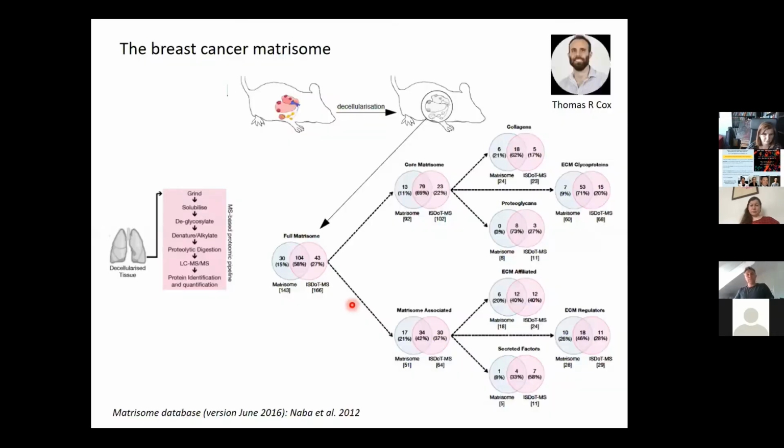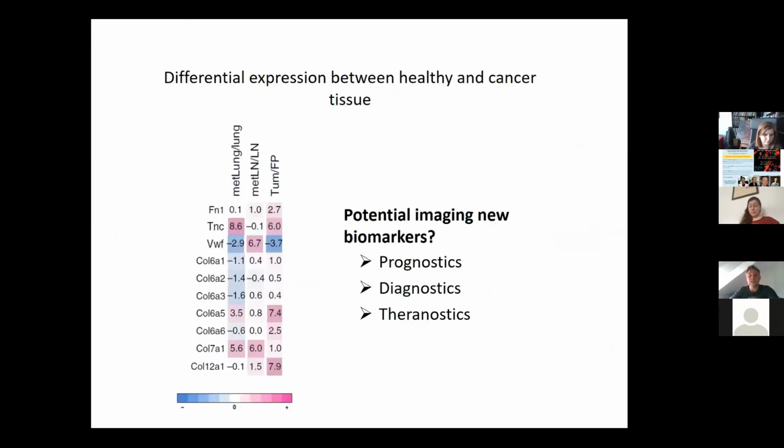So of course, what we also could do, and this was performed by Tom Cox, is that we can run mass spec proteomic analysis of these ECM proteins. I'm not going into detail, but what we could detect is of course massive differences in structures of ECM proteins in different organs. This is just to give you an idea.